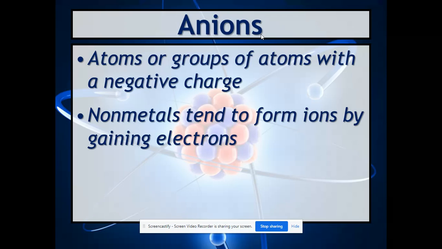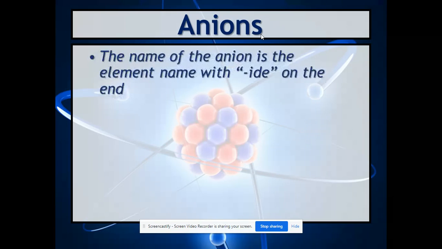So nonmetals are the ones that tend to form these types of ions because they end up gaining electrons. So they have a negative charge to them, not because they have minused anything. They've actually gained a negative charge. So where before they had a neutral number of protons and electrons, because they have gained more electrons, they are now more negative and have more of a negative charge.